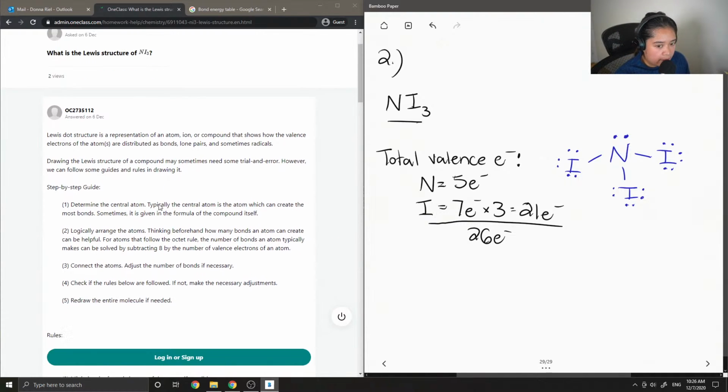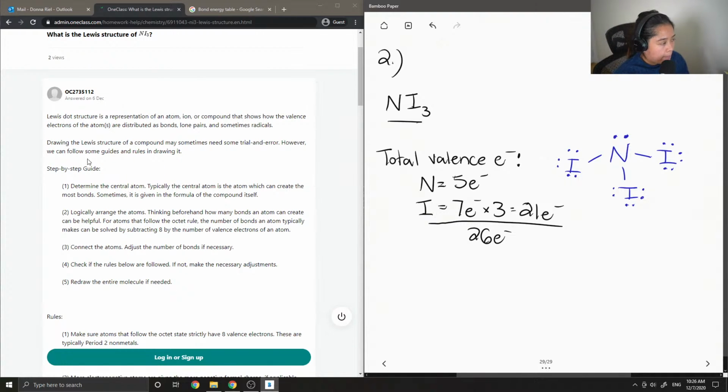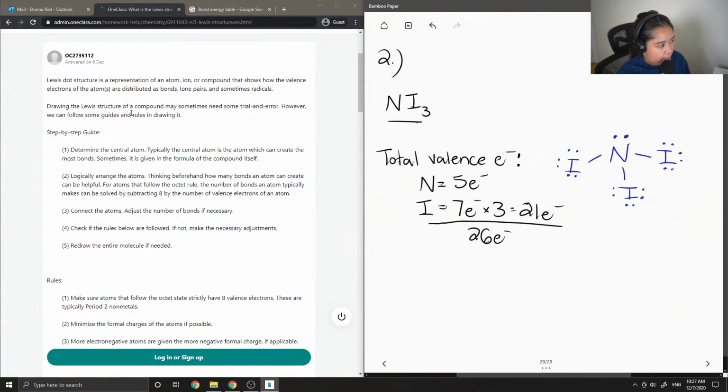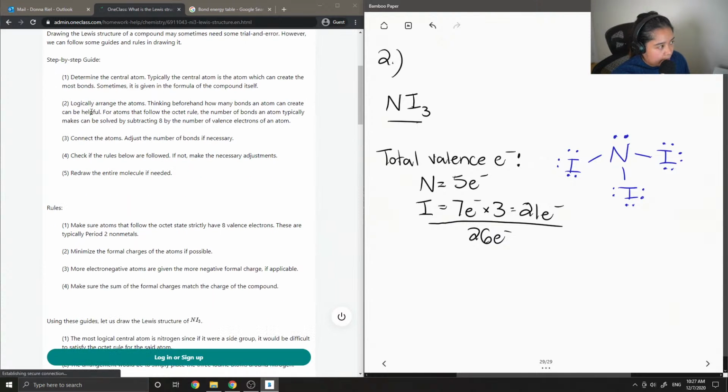Okay, so let's see what the junior tutor said. Lewis dot structure is a representation of an atom, ion, or compound that shows how the valence electrons of the atoms are distributed as bonds, lone pairs, and sometimes radicals. Drawing the Lewis structure of a compound may sometimes need some trial and error. However, we can follow some guides and rules in drawing it. Okay, so they have a step-by-step guide.